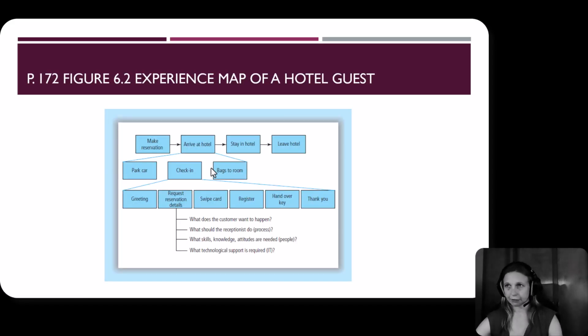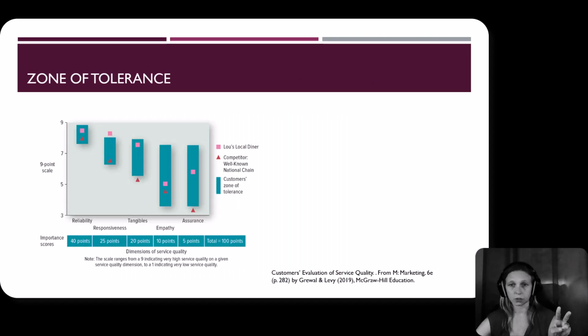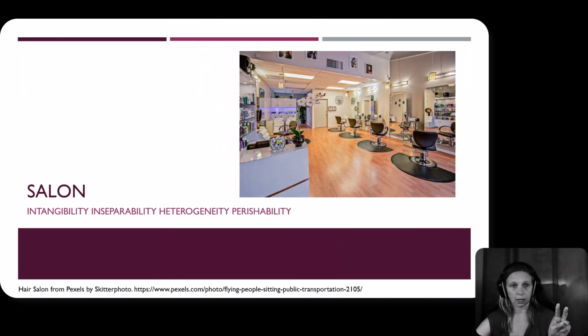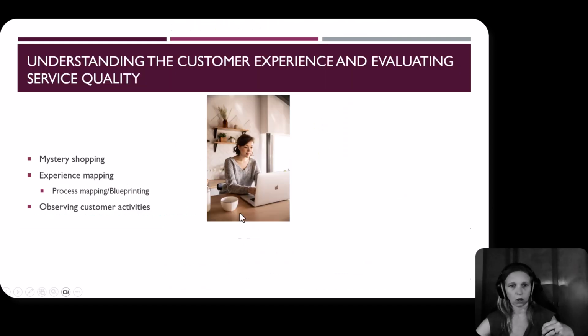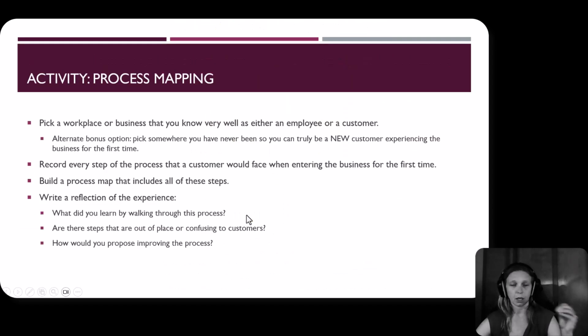And then I put this out of order, but that's what I have for today. You have the two assignments. The one is looking at some sort of service and explaining to me how it operates in terms of intangibility, inseparability, heterogeneity, and perishability, and then also coming up with a process map for either something you are familiar with because you work there or have been there a lot, or something completely new and you go in and experience it like a mystery shopper would. Okay, so those are the two things you're responsible for.